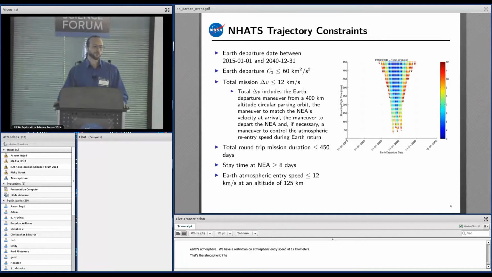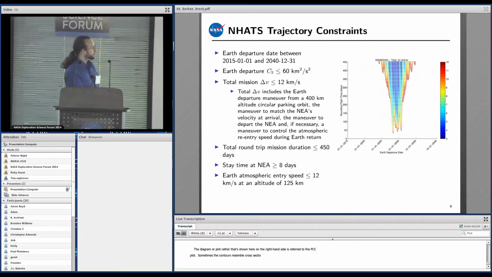For reference, the Apollo missions, the fastest Earth entry they recorded was just a little bit above 11 kilometers per second. So 12 kilometers per second is not something we can do now, but ideally will be something we might be able to do in the future. We also enforce a constraint that means that the spacecraft must stay at the asteroid for at least 8 days. The plot that's shown here on the right-hand side is referred to as a pork chop contour, or PCC plot. Sometimes the contours resemble cross-sections of pork chops, and so it's an old name with a lot of history behind it.